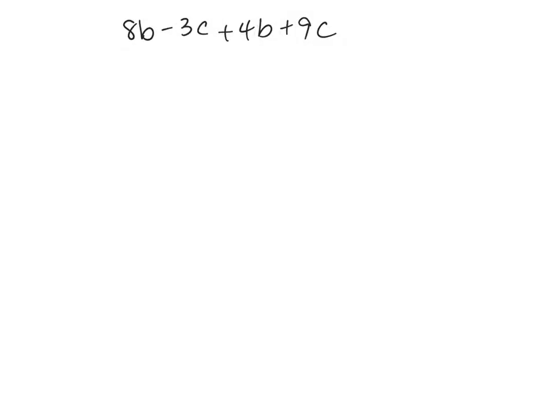So here all we're going to do is combine like terms. The letters have to be identical in order for you to be able to combine them. So what can I combine? 8b and 4? Yeah, 12b. 8 and 4 is 12. And then the c's can be combined.